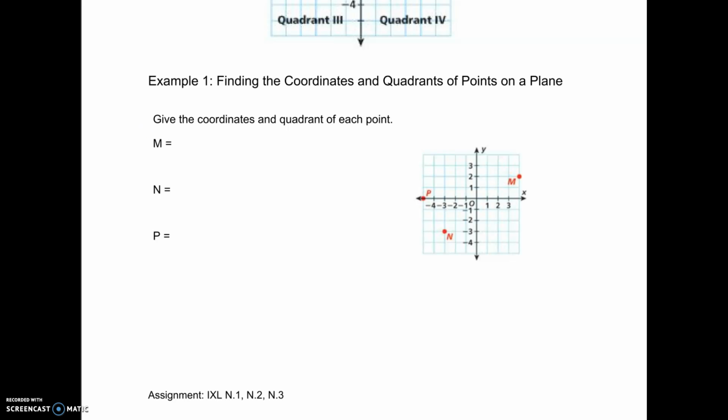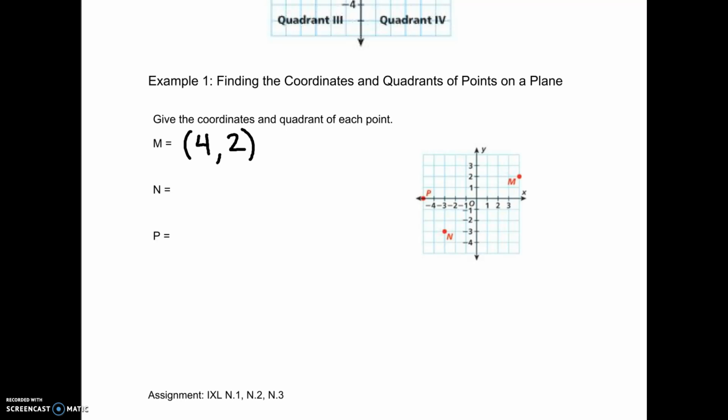So example 1 says finding the coordinates and quadrants of points on a plane. Give the coordinates and quadrants of each point. Our first one, point M. So again, we always go left or right first, then we go up or down. So how much am I going right to get to point M? So I'm going 1, 2, 3, and even though there's no 4 there, we know that's 4. So our x coordinate is 4. Our y coordinate, we're going to go up 1, up 2. So 4, 2 is our point for M.